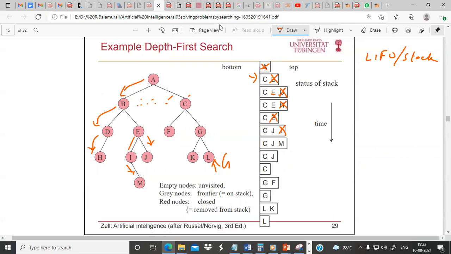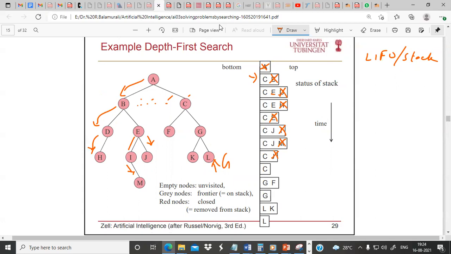So expand M. But M does not have any children. So there is nothing to expand. So remove M. Okay. Then what's on the top of the stack? J. So then remove J. Check whether J is the goal state or not. No, J is not the goal state. So then expand J. But when you expand, there is nothing to expand. And J is already removed. There is nothing to expand.